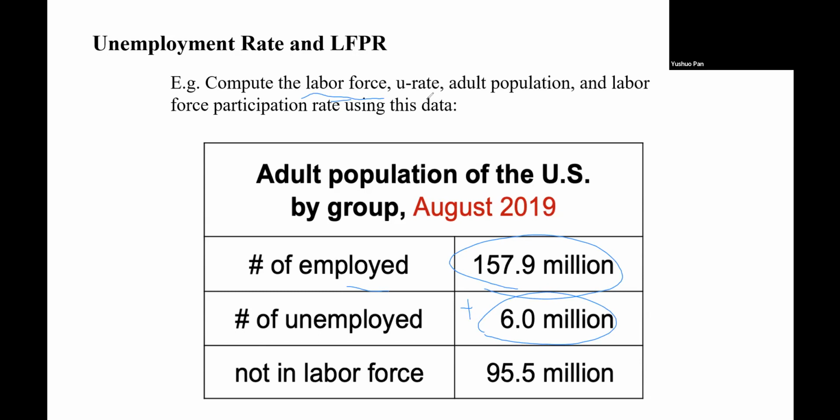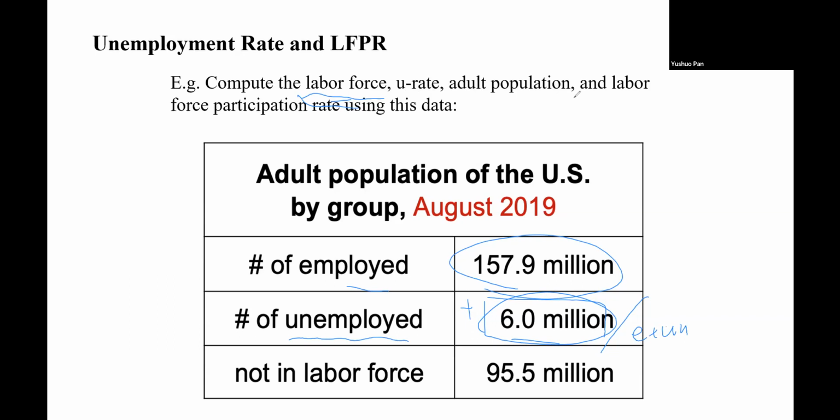If we have the labor force, that's the answer for the first one. How to calculate the unemployment rate? The numerator should be the unemployment here. That's the numerator, divided by the labor force, the number we calculated before, right? Or employed plus unemployed. That's the second result, the unemployment rate.